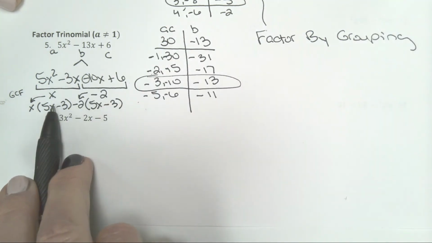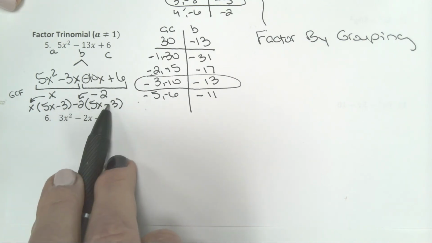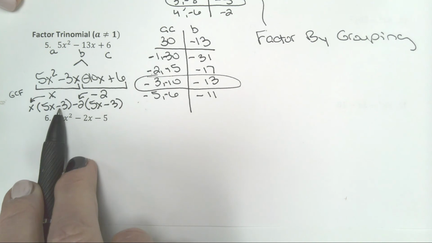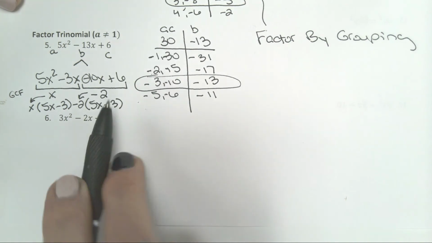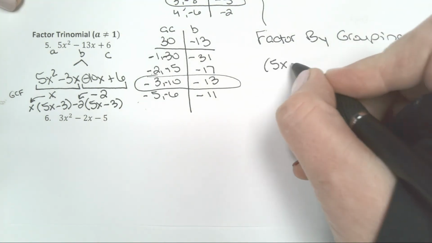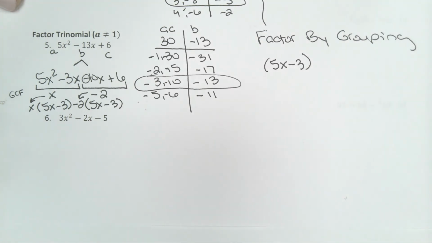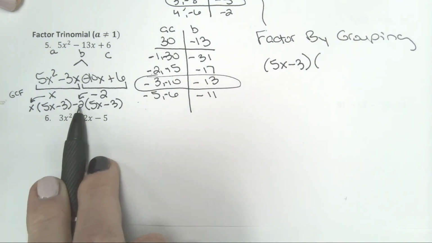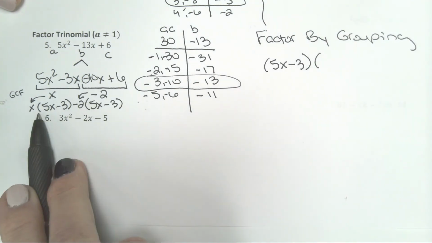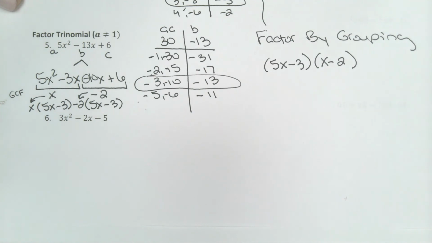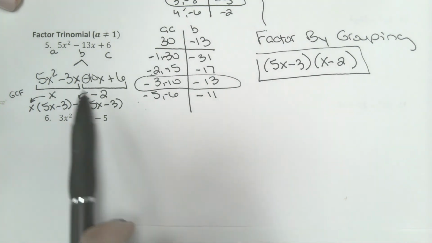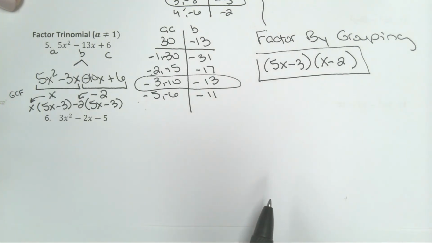So to finish this out, these two terms should basically always match. We're basically factoring out a GCF again. So I have this 5x minus 3 and another 5x minus 3. So I have one factor that's 5x minus 3, and your other factor is these two terms out in front, your GCF. And then you have x minus 2 goes in your other set of parentheses. And that's how you factor a trinomial using factor by grouping.